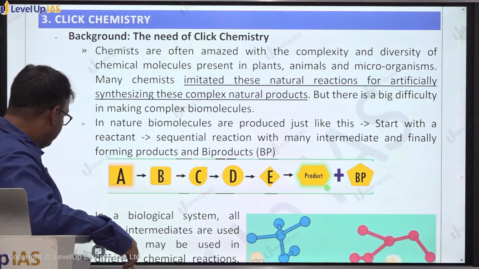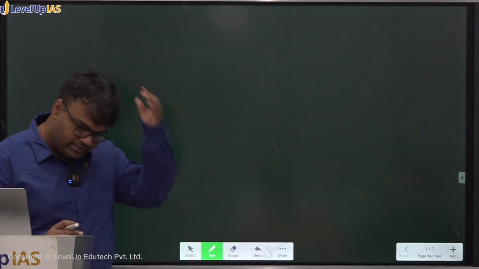Now, to understand click chemistry, first understand this.